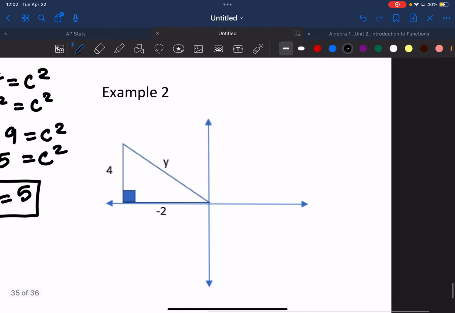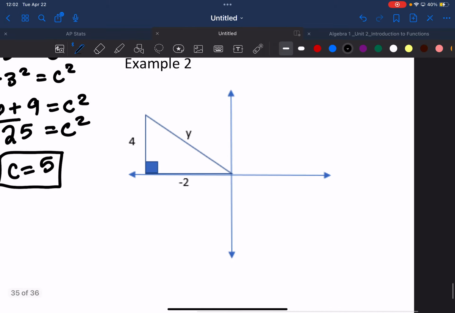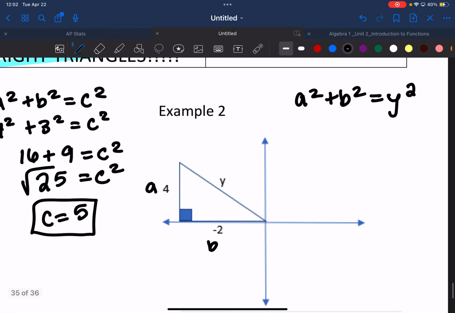Okay, example 2. What parts of the triangle does it give us? The legs. So this is still A and B. And again, it doesn't matter how you label it. But notice what variable they put for the hypotenuse? Y. So I'm going to use that variable. A squared plus b squared equals y squared. Then I'm going to plug everything in. So 4 squared plus (negative 2) squared is equal to y squared. Why did I put negative 2 in parentheses?